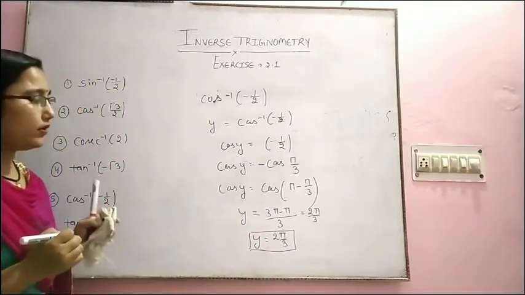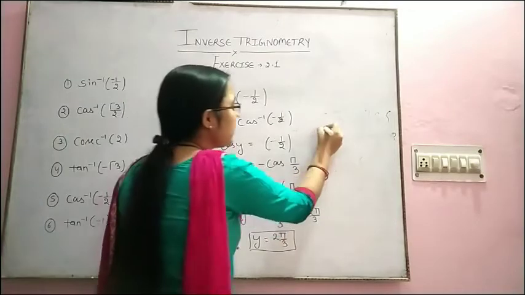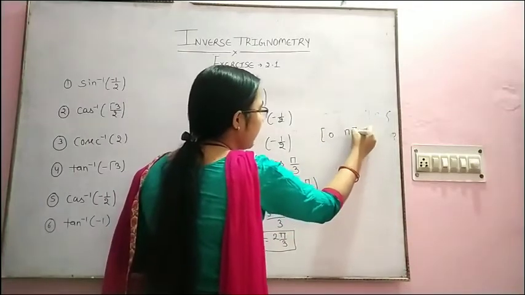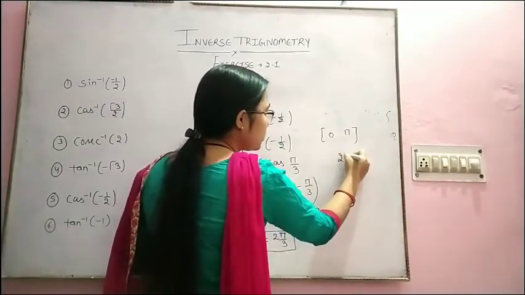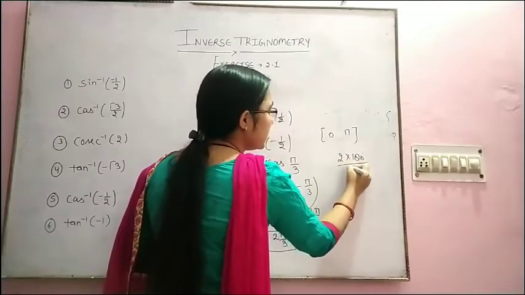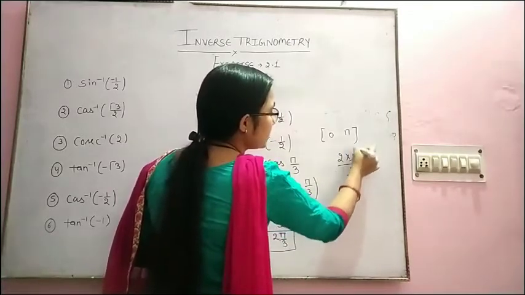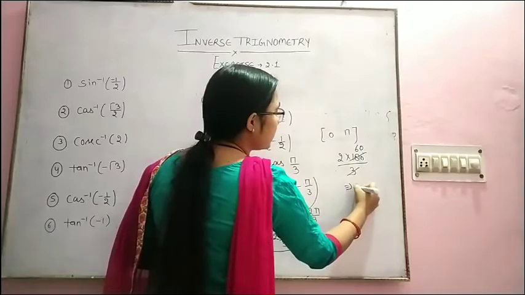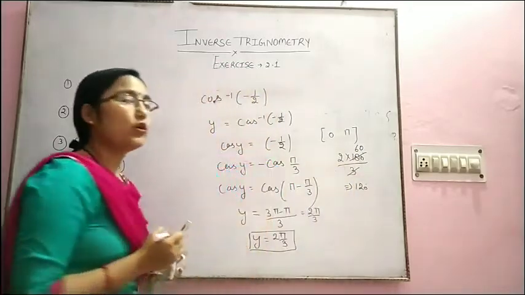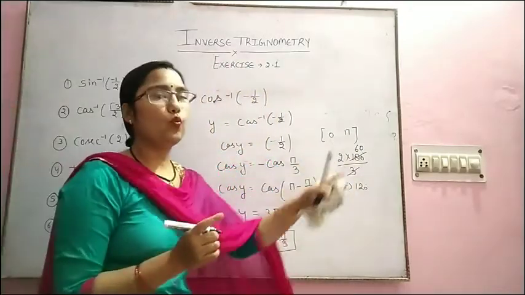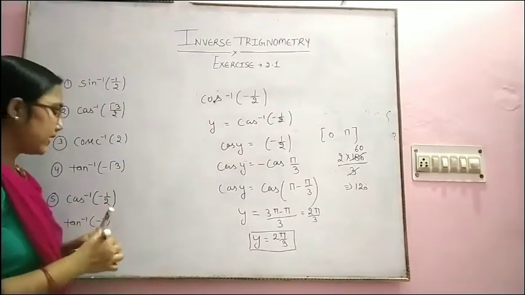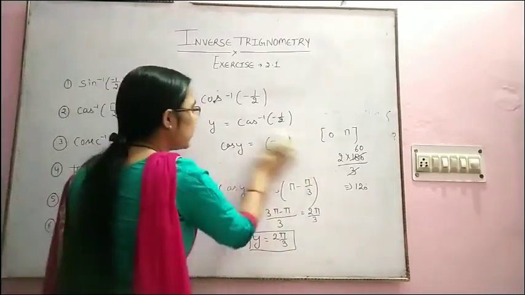And this lies within the range, because the range for cos inverse is 0 to pi. As you check, 2 into 180 by 3, 3 sixes are 18, so the answer will be 120. And yes, 120 lies between 0 and 180. Now come to the next question. This is tan inverse minus 1.